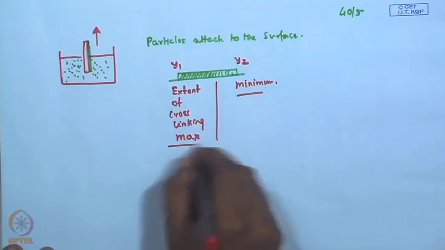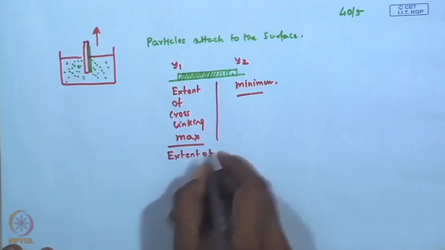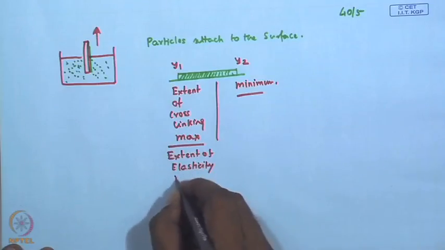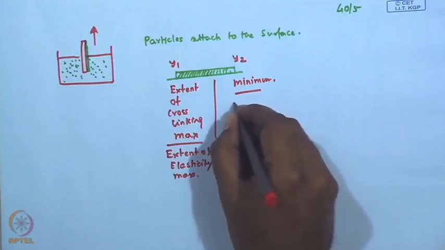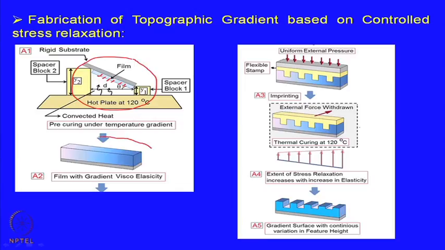So, eventually the extent of elasticity was maximum at this end as compared to the extent of elasticity being minimum at the other end. So, a film pre-cured for a definite duration, the pre-curing time can also be varied, had a progressive gradient in the extent of viscoelasticity. And what was done, that this film with a viscoelasticity gradient.